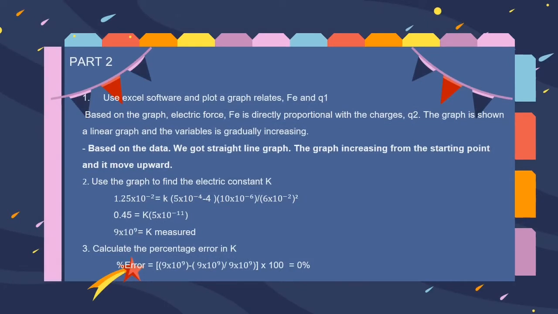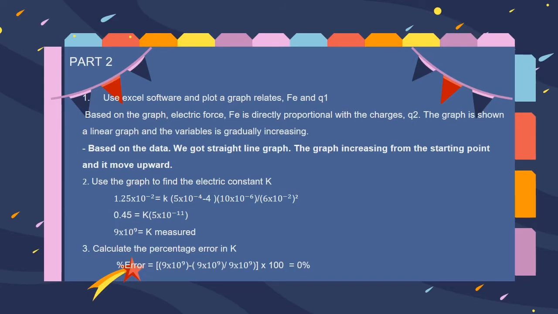And then this is for part 2. First and foremost, from the graph of Fe versus Q2, the electric force Fe is directly proportional to the charge Q2. The graph shows a linear relationship and the variables gradually increase. So based on the data, we got a straight line graph. The graph increases from the starting point and moves upward.